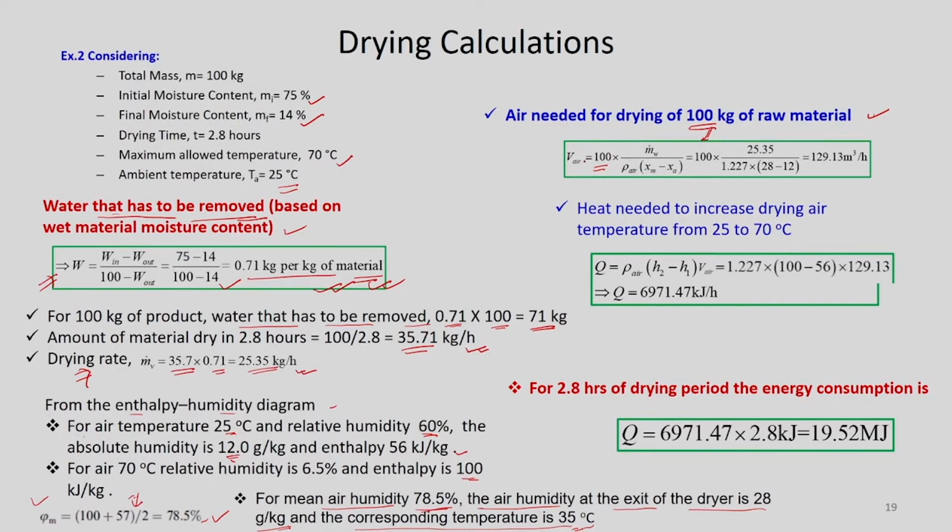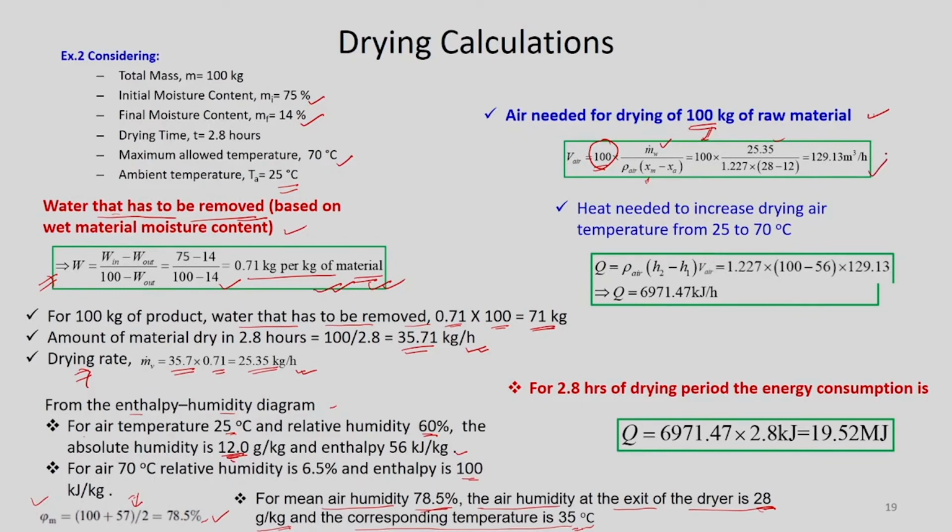So, VAR, which is nothing but the air needed for drying of raw material. Since it is 100 kg, we need to multiply by 100, then MW divided by the density of air multiplied by XM minus XA, which are known to us now. This 12 is known and then we have 28. This is 28 minus 12 and these values are known. So, once we do the calculation, it is found to be 129.13 cubic meter per hour.